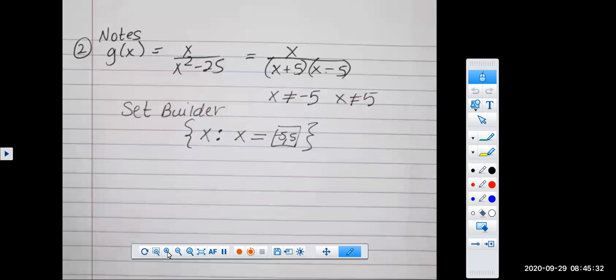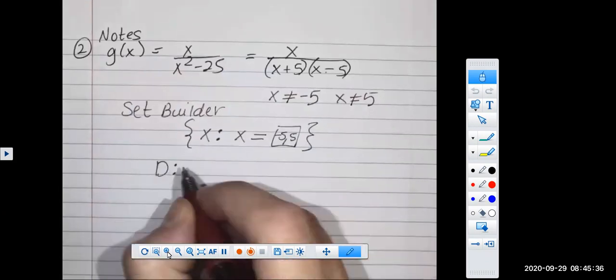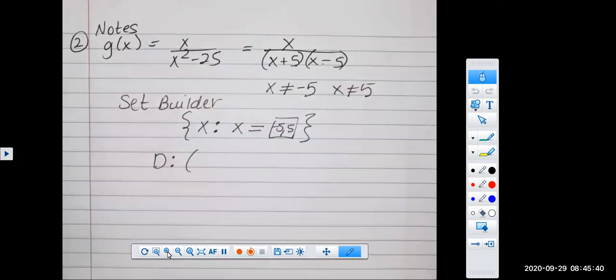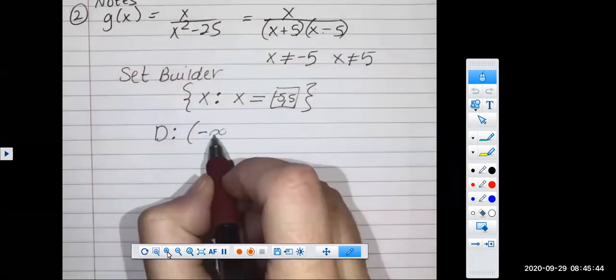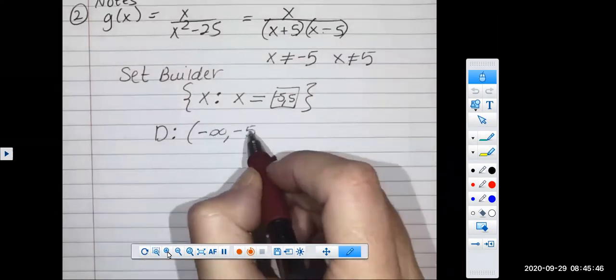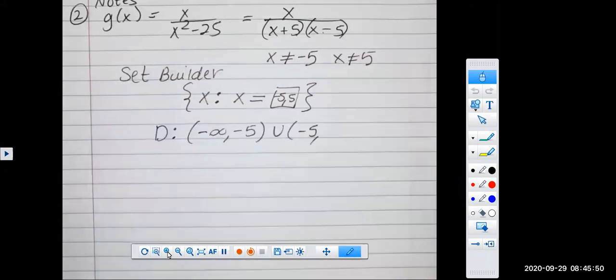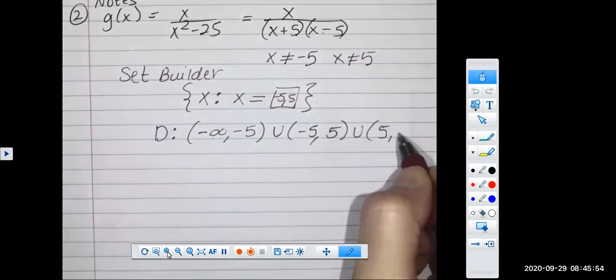They give you something like that. But if we're putting it in interval notation, you would say domain is from what? -infinity to -5 first, good. And then parenthesis union, then pick back up right after -5. You go to 5, parenthesis union, 5 to infinity.